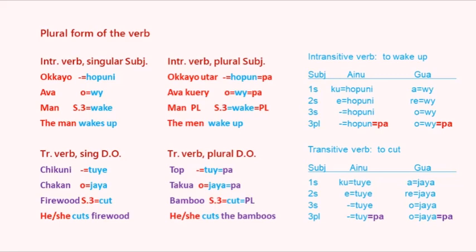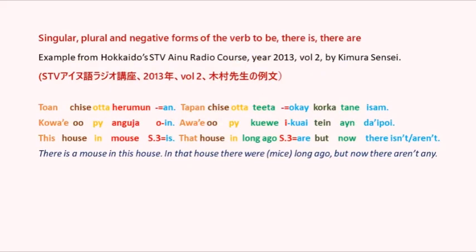Intransitive and transitive verbs have the same plural form with the suffix pa, but in intransitive verbs, the plural form refers to the subject, and in transitive verbs it refers to the object. An interesting plural form is the verb to be, there is or there are, which doesn't use the plural form pa, but a completely different form, and it uses even another form for the negative.